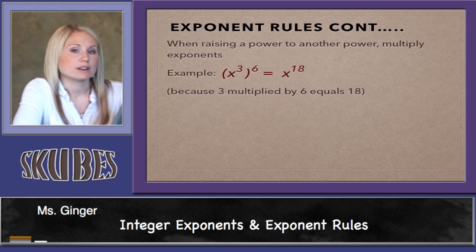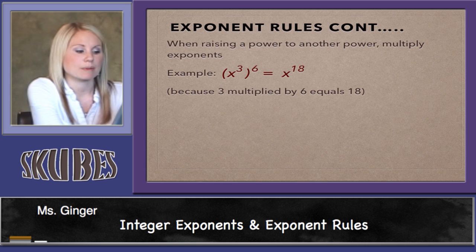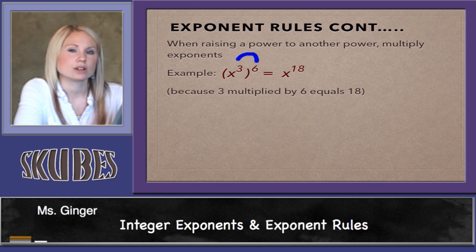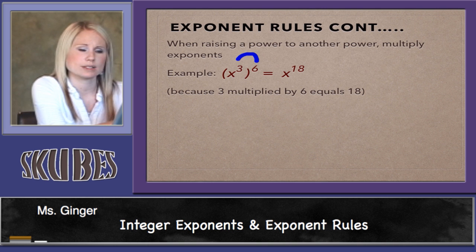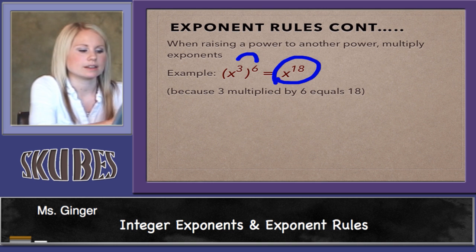Alright, you may come across another situation where you're raising a power to another power. I've got x to the 3rd, to the power of 6. When you see that, we're going to need to multiply those numbers to get your new power. So 3 times 6 is 18, so our final answer here is x to the 18th.